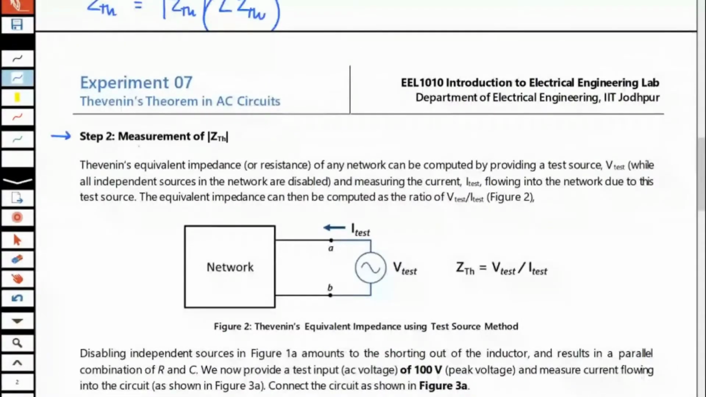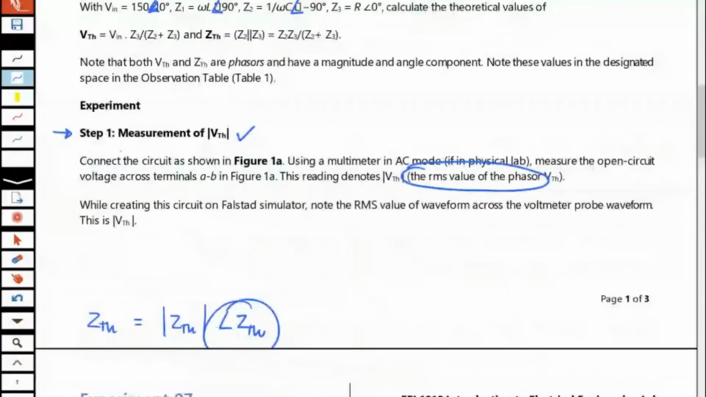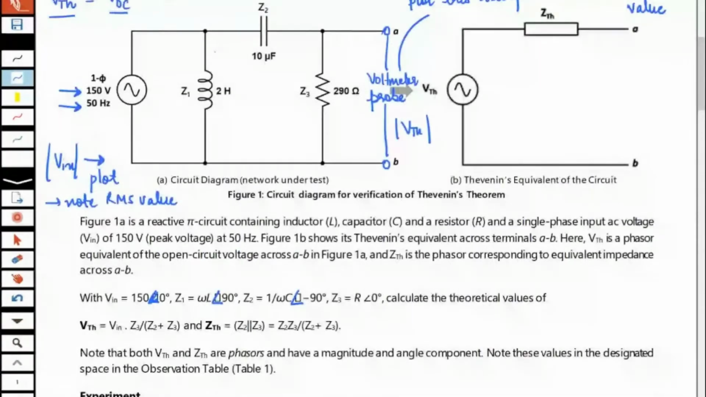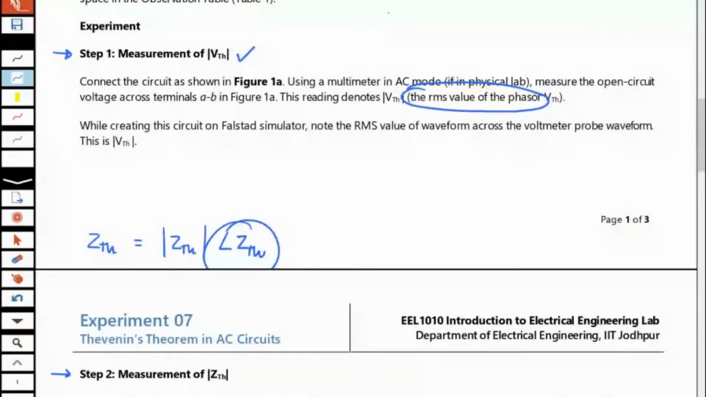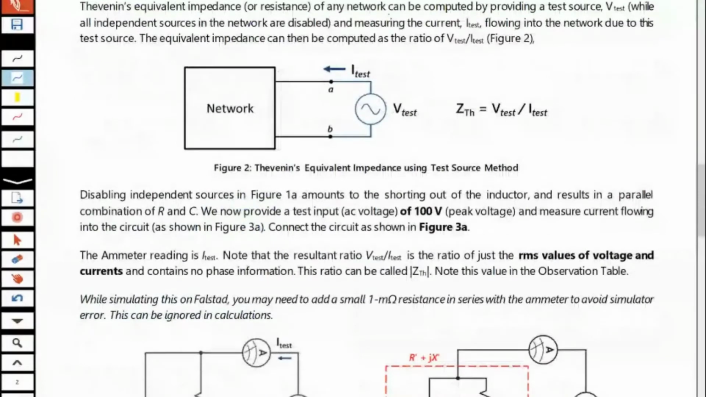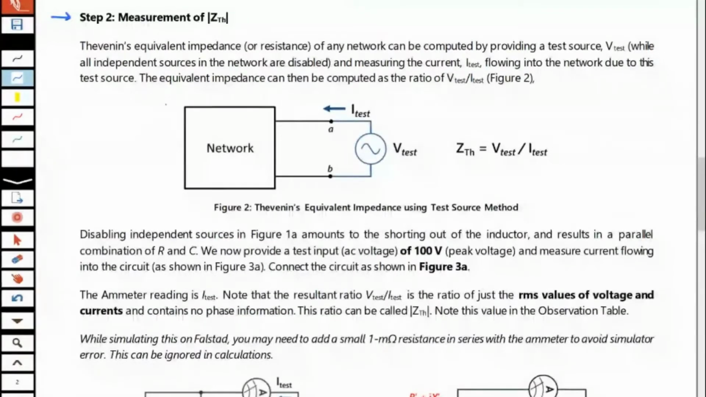Now, step 2, mod ZTH. Why we could not have simply normal circuit होता तो आप इसको शॉर्ट कर देते, ओपन वोल्टेज सोर्स को शॉर्ट कर देते, तो ये भी हट जाता एंड ये भी हट जाता, right? But because these are phasors, AC quantities, we cannot just short out the source like this and just simply put an ohmmeter over here and measure. So what we will have to do is, we will still have to give some source.